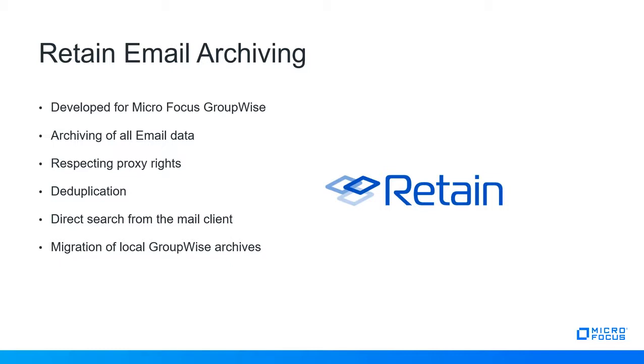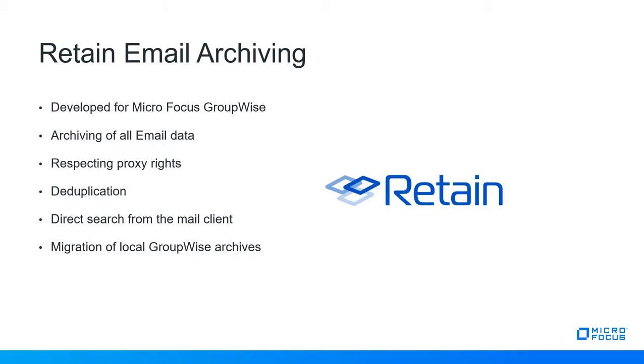Then the product also does deduplication. So you probably already know this functionality, single instance storage from GroupWise, because GroupWise does this as well, but on a post-office level. If Retain archives from a GroupWise environment, we will do it over the entire system. So we can still reduce the amount of data. And then for the end user, there is a direct search from the GroupWise client. Very easy, seamless. He's in his well-known GroupWise client, and he can use the search feature from the GroupWise client in order to find information in his retained archive.